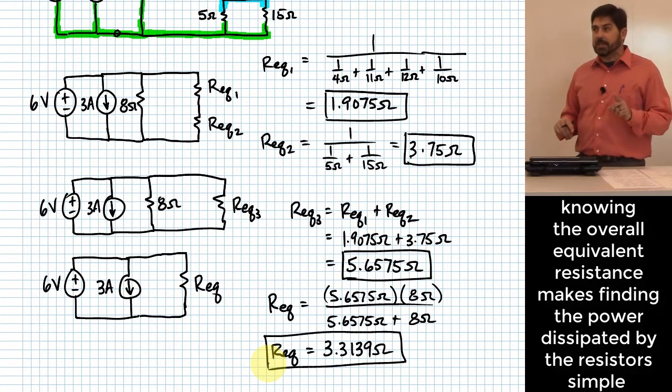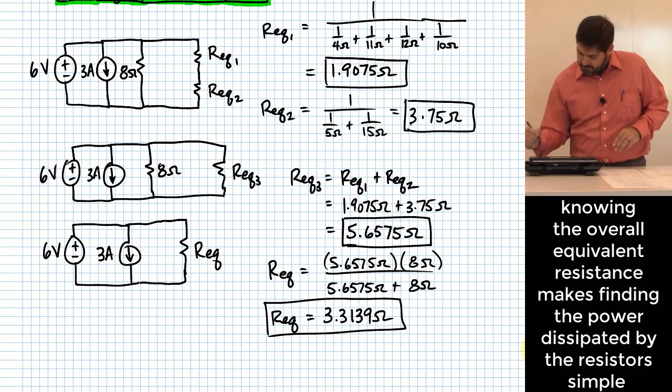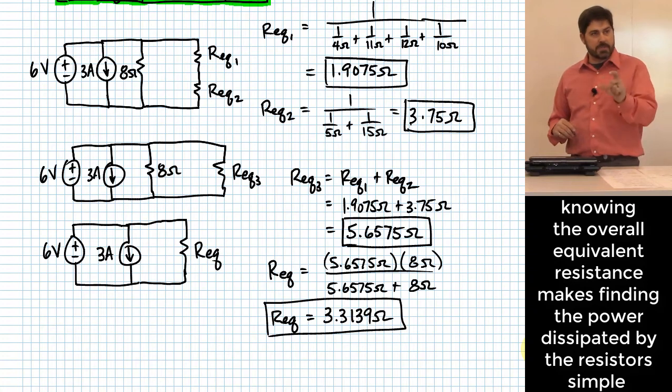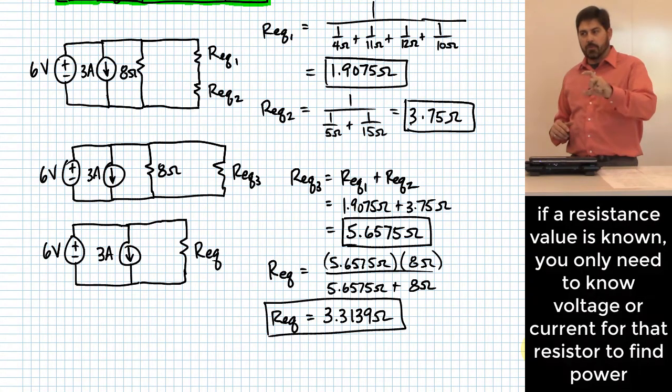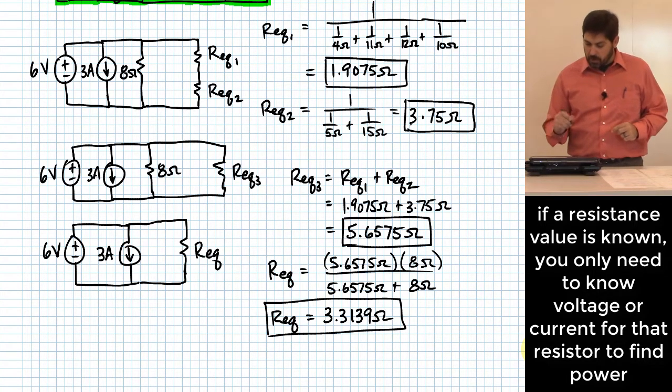Was that what I was looking for? Not quite, but it's a really important step along the way. Why? I'm looking for the power absorbed. Let me ask you this: if you know a resistance value, what else do you need to know the power that it absorbs? Either voltage or current. We can go directly from either one of those terms, right? Do we know either voltage or current for REQ?